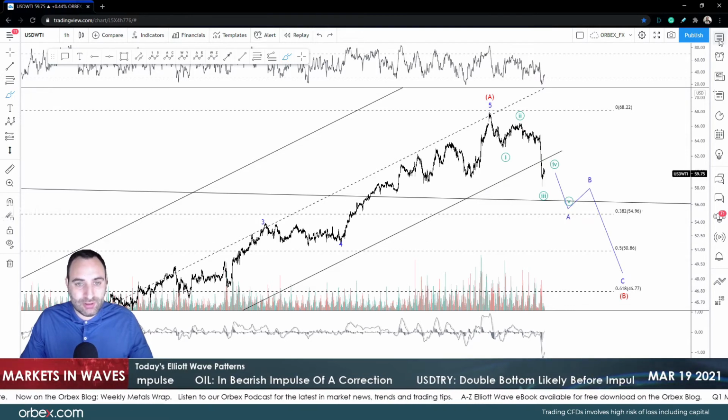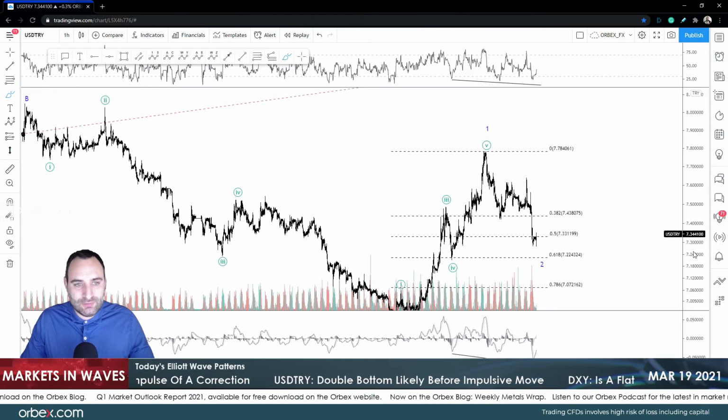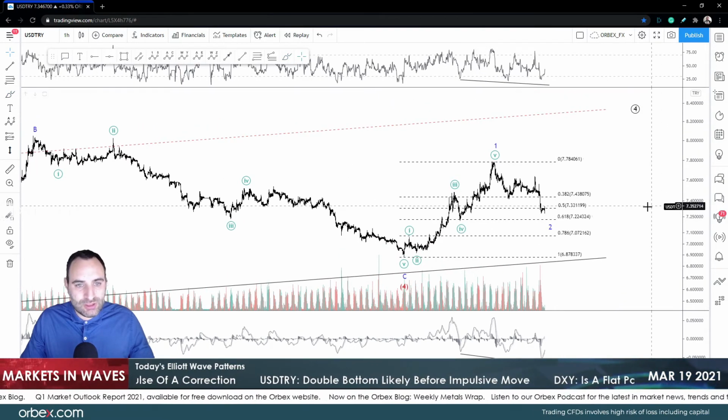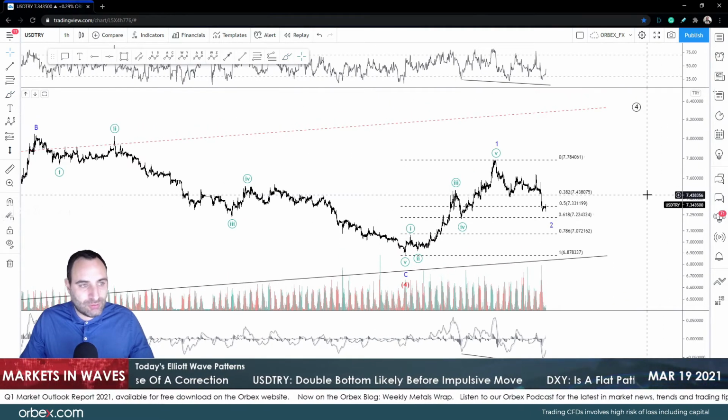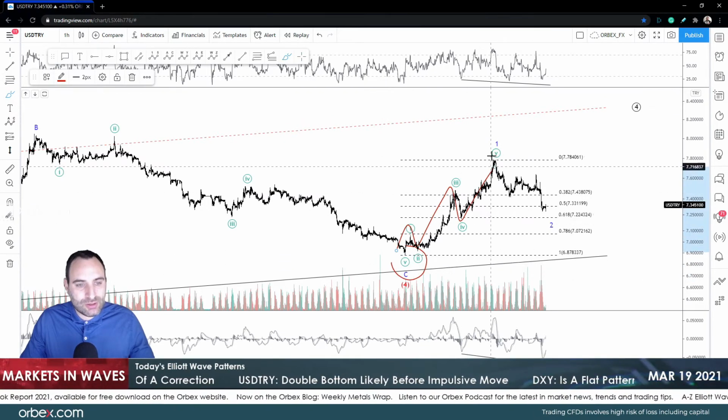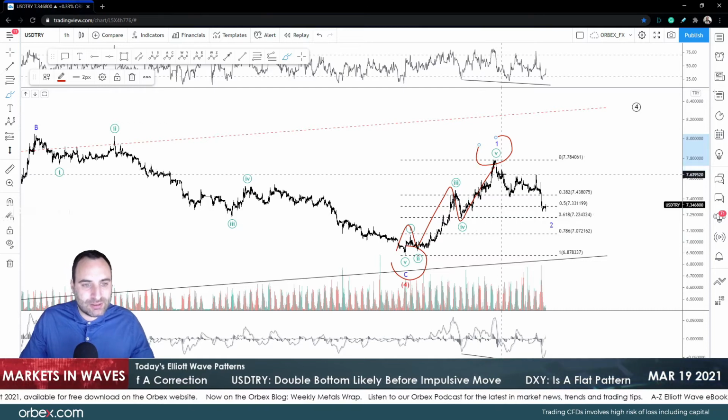And now, finally, on dollar against the Turkish lira, we looked at this opportunity, if I'm not mistaken, the week before. We talked about this reversal on the upside. This looks impulsive and it's a very nice signal.